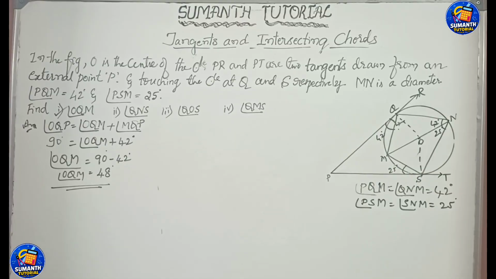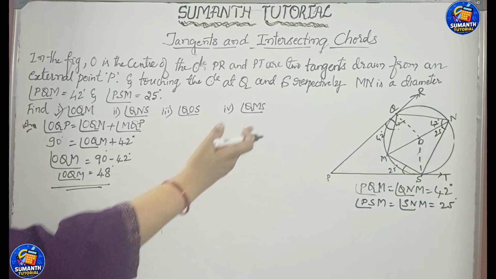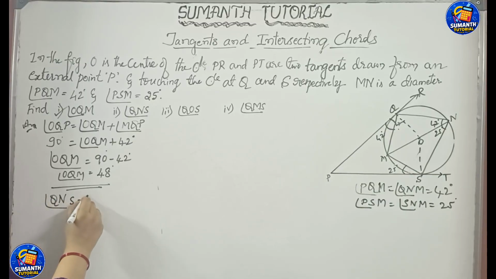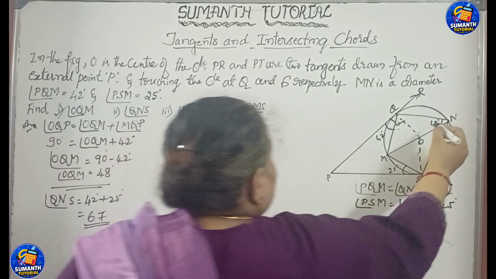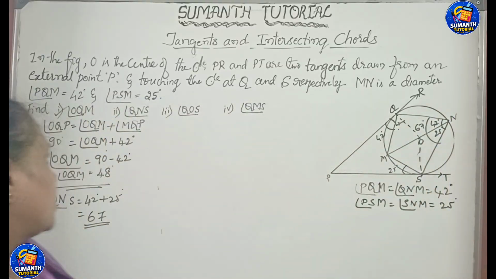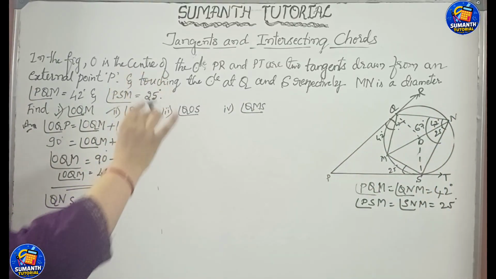Now next, what to find? To find QNS, we can find it directly because of the sum: angle QNS is the sum of 42 degrees plus 25 degrees, that is equal to 67 degrees. So this total angle is how much, children? It is equal to 67 degrees. Okay, we have finished this also.